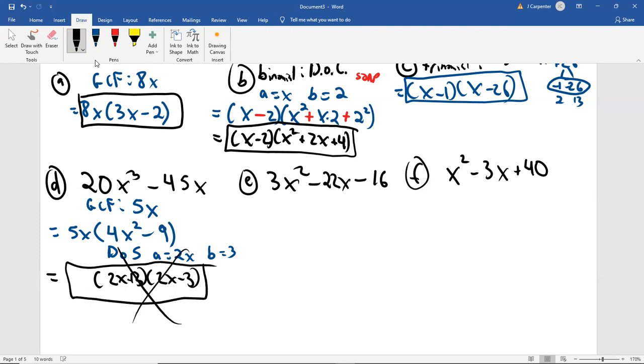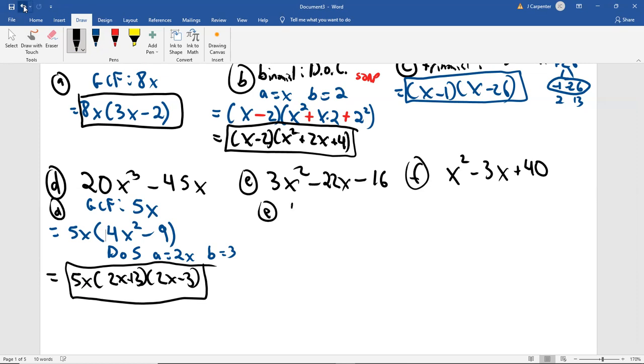This is wrong. Why is it wrong? Because they rushed and they forgot to bring down their GCF. You got to bring that home. But don't forget your 5x in the front. That would be the completed answer. D.